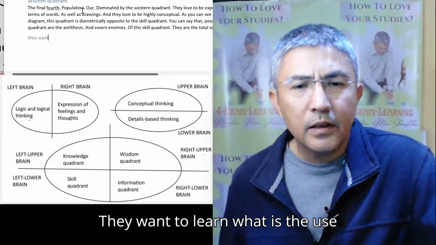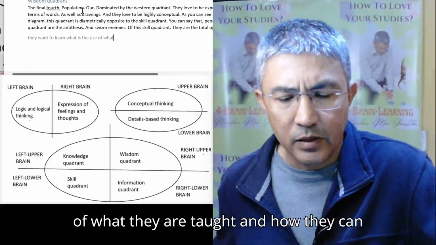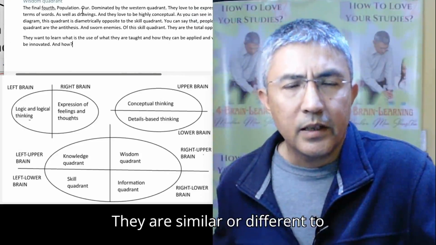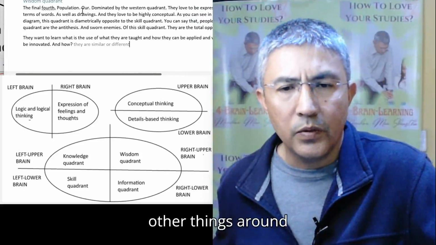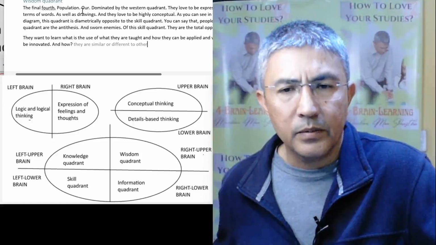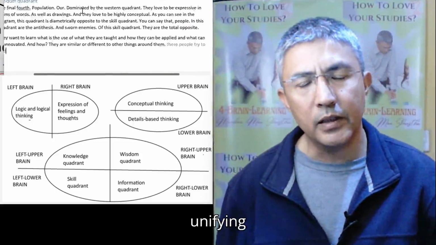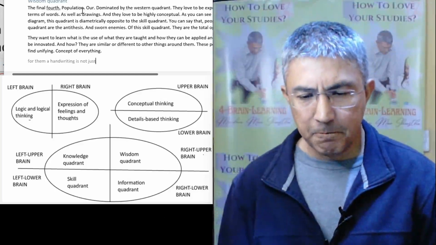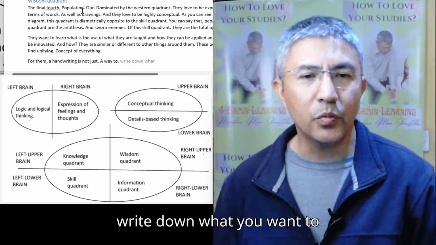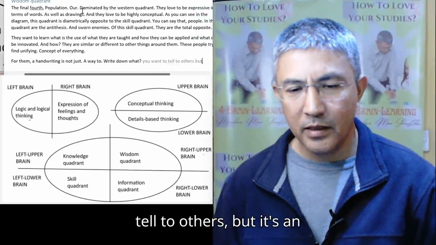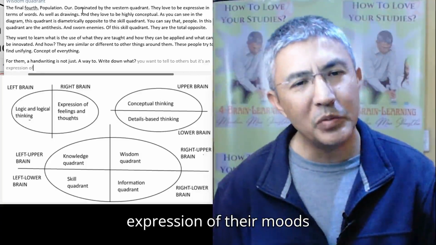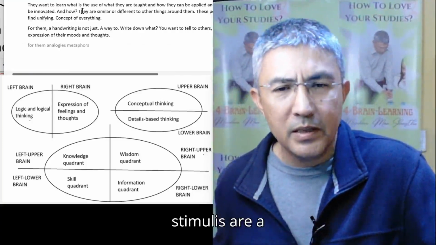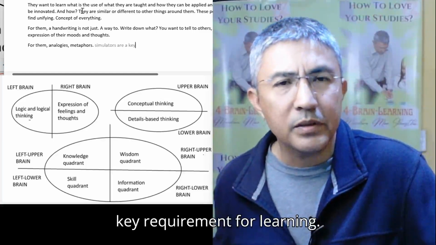They want to learn what is the use of what they are taught, how it can be applied, what can be innovated, and how things are similar or different to other things around them. These people try to find a unifying concept of everything. For them, handwriting is not just a way to write down what you want to tell others, but an expression of their moods and thoughts. For them, analogies, metaphors, and similes are a key requirement for learning.